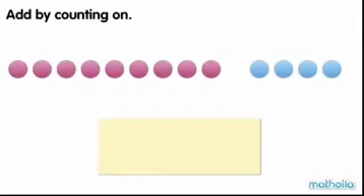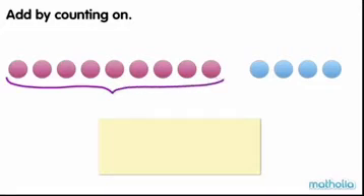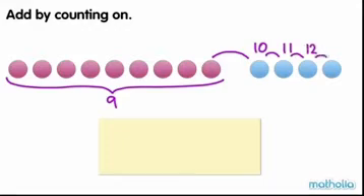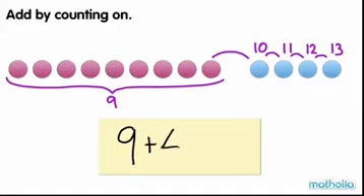How many counters are there altogether? There are 9 counters. 10, 11, 12, 13. There are 13 counters altogether. Nine plus 4 equals 13.